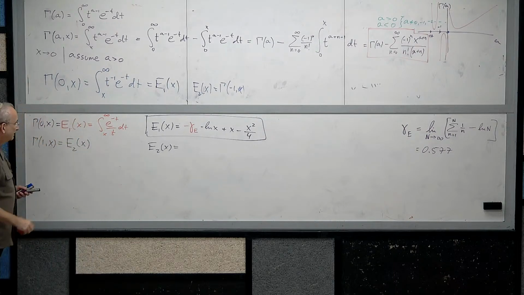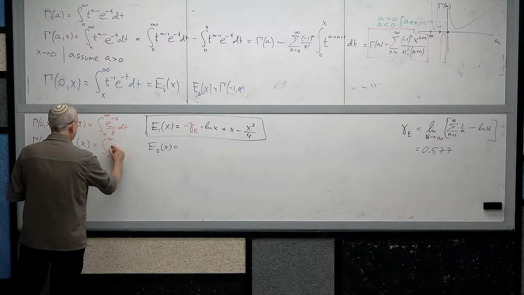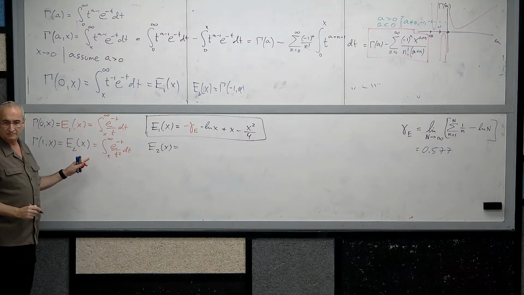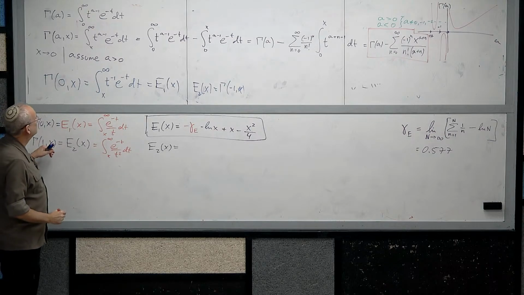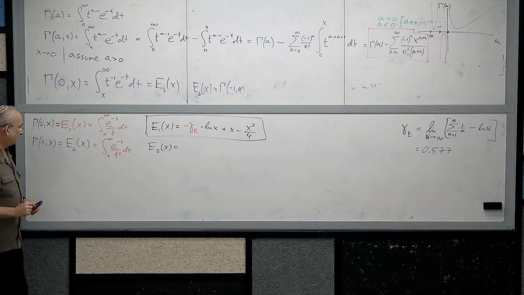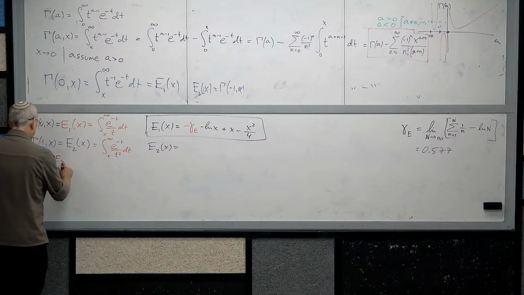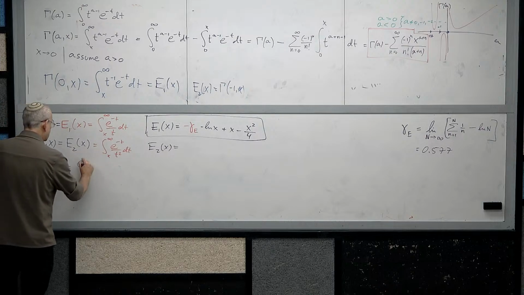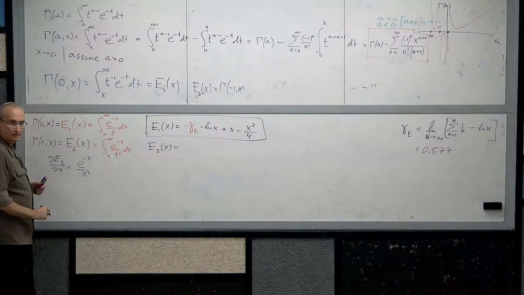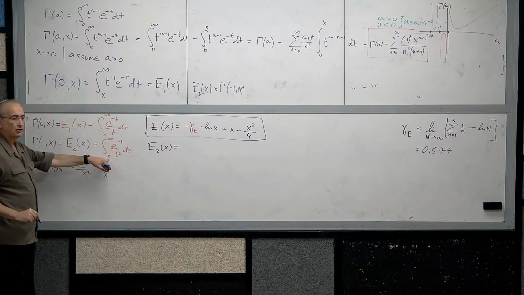So E2 of x, I can write it as an integral from x to infinity of e to the minus t over t squared dt. Right? A is minus 1, so I have t. Okay, now I can take the derivative. So the derivative of E2 with respect to x is simply e to the minus x over x squared, that I can write as 1 over x. Do I have a minus here? Yes, because it comes from the lower bound.